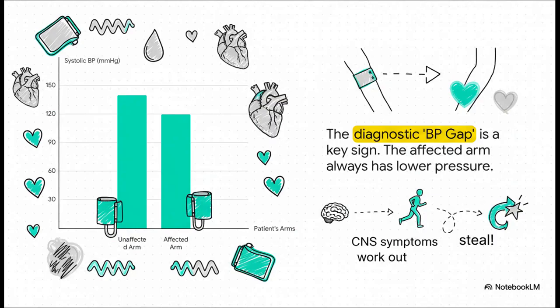Outstanding. And for a really key diagnostic clue, the 2024 ESC update really emphasizes the BP gap. Sarah, what's the threshold we're looking for? A systolic BP difference over 15 millimeters of mercury between the arms. And remember, the affected arm always has the lower pressure. If you see that gap combined with CNS symptoms on exertion, you found the steal.